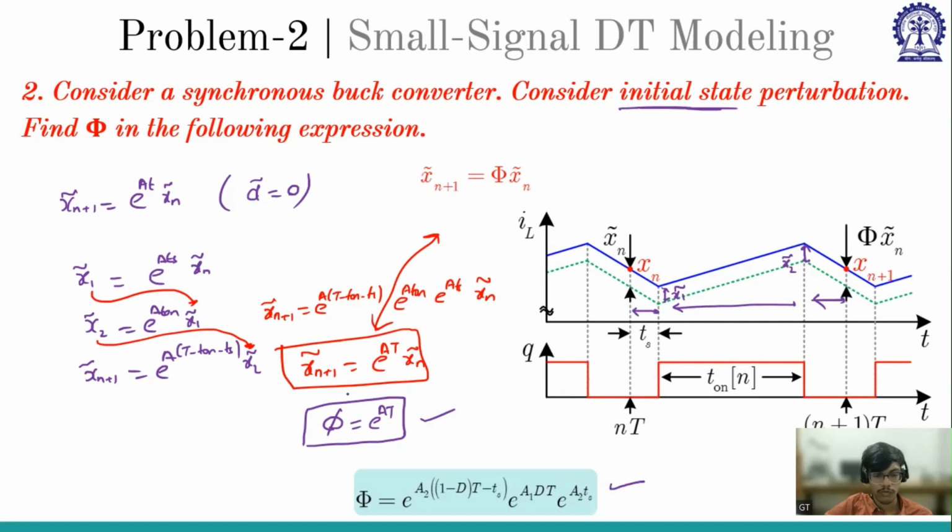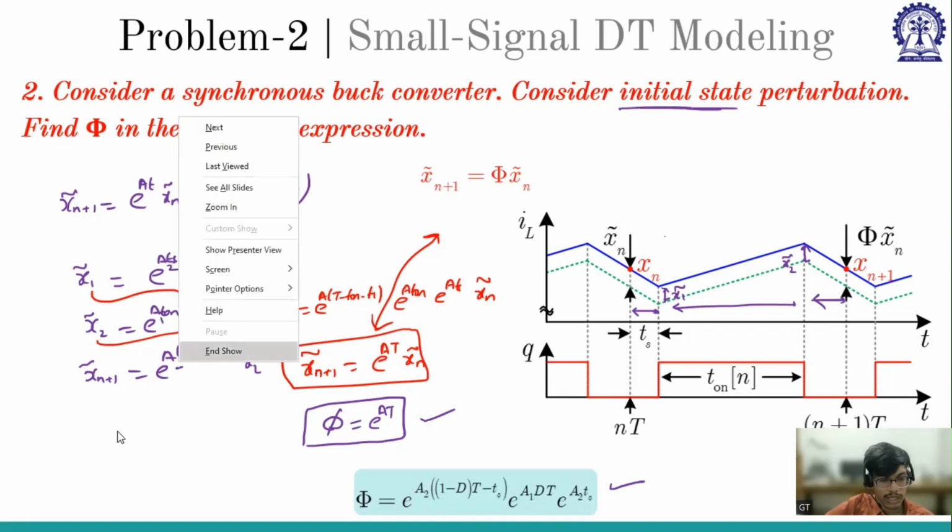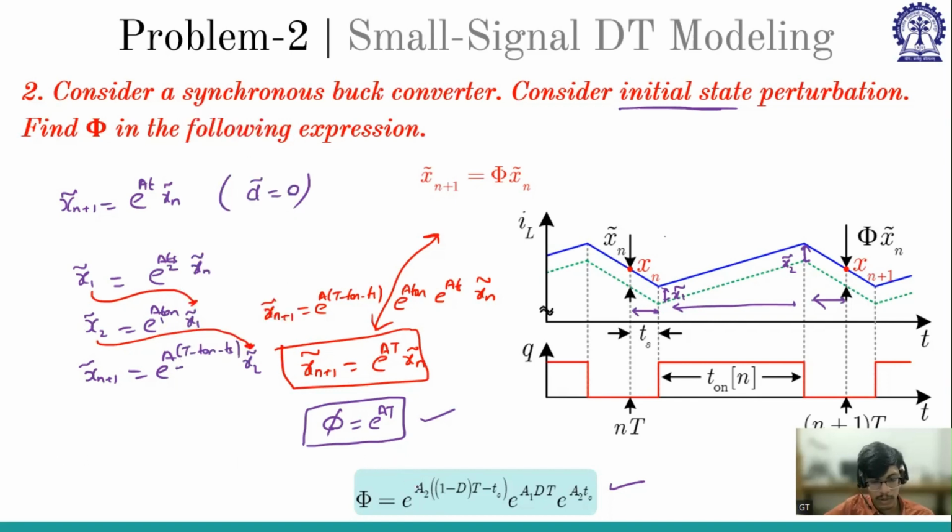If you do not change phi, say you consider the matrix here to be A2, here to be A1, and here to be again A2, then we'll get this expression: A2 into Ts for the first part, then A1 into T on, which is this part, and then A2 into T minus T on minus Ts. But as it is a synchronous buck converter, A1 is equal to A2. So if you do that, we'll get phi equal to e to the power AT. So until this problem, is it clear?